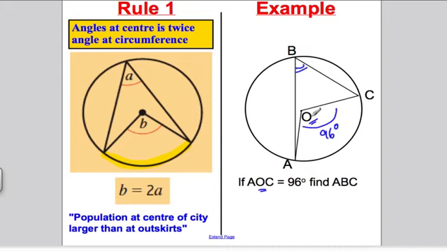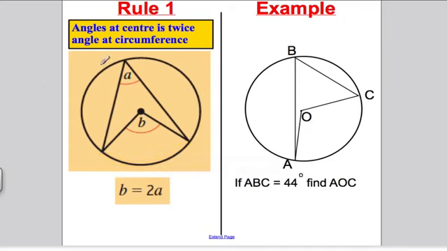Well, we know angle at centre is twice the angle at the edge. So if this is 96, this must be 48. Okay? And let's just have another look at this rule. Here's the rule again. Remember, angle at centre, twice angle at circumference. If they told us that ABC was 44, A to B to C, this one was 44, what would AOC, what would that one be? Well, it's doubled that one there, so it'd be 88 degrees. Okay, and that's rule 1 covered.